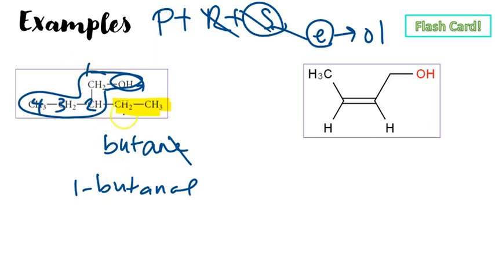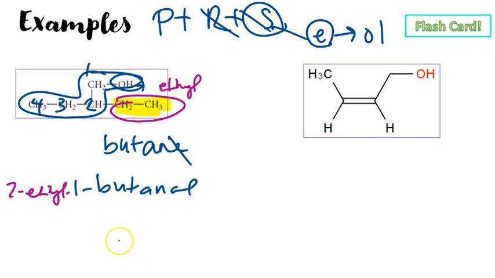All right, our root and our suffix are good. Now we can go ahead and go to the prefix, which has to do with our substituents. This is 2 carbon, so ethyl group, and it's on the second carbon. So we have 2-ethyl-1-butanol. All right, let's go ahead and do this one.